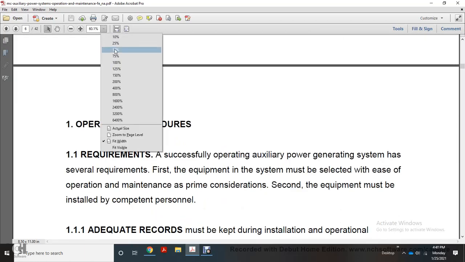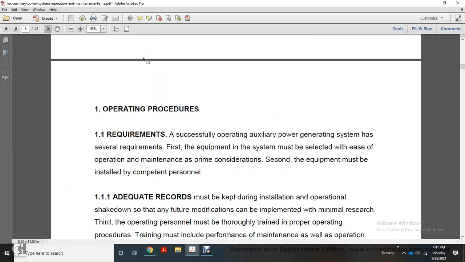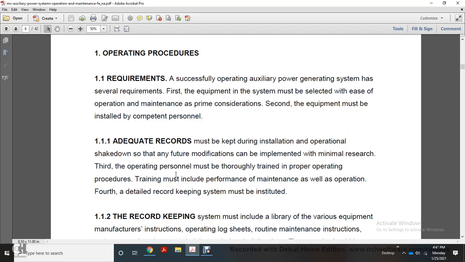1-1. Operating procedure requirements. Successful operation of an auxiliary power generator system has several requirements. First, the equipment in the system must be selected with ease of operation and maintenance as a prime consideration. Second, the equipment must be installed by competent personnel. Third, adequate records must be kept during installation and operational shakedown.